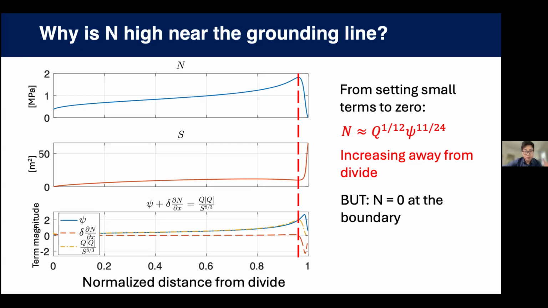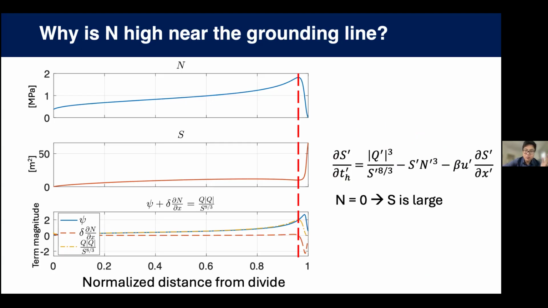So how do we allow for N to drop to 0? That's where this sudden blow up in channel cross-sectional area S comes into play. If we recall our channel evolution equation, this is now shown on the right after the rearranging to get rid of the melt term and after the non-dimensionalization. Because N equals 0 at the grounding line, and because beta is small, and because this first term is always positive, that means that the channel wants to grow infinitely large. The reason it's not infinitely large and instead just large is because of this small beta term. But this boundary condition forces S to be large in that region.